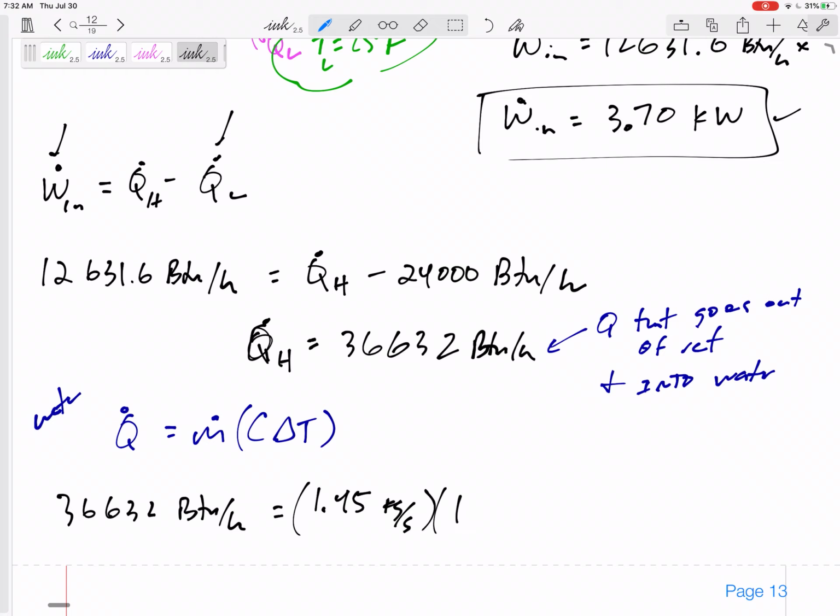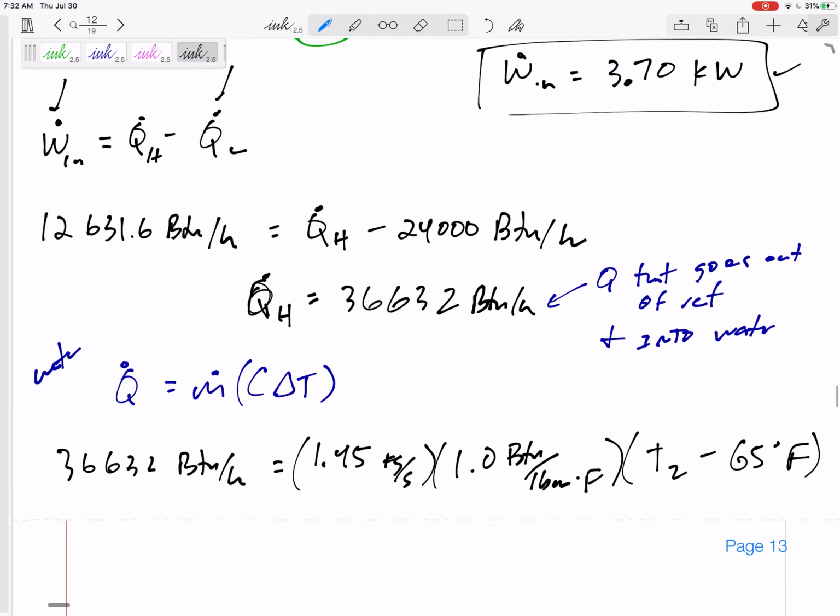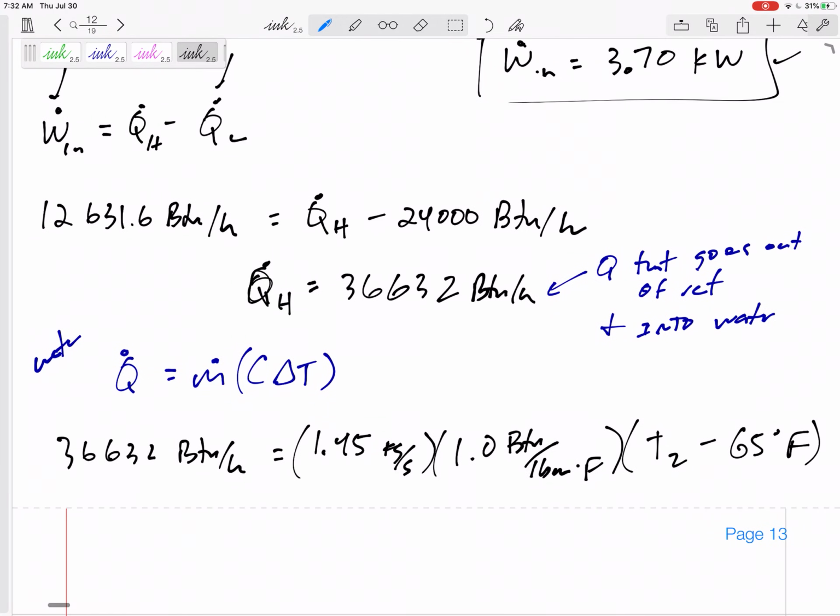The CP for water is 1.0 BTU per pound mass degrees Fahrenheit. And the temperature change, I don't know. That's what I'm trying to find. All right, and I apologize, I don't have this.